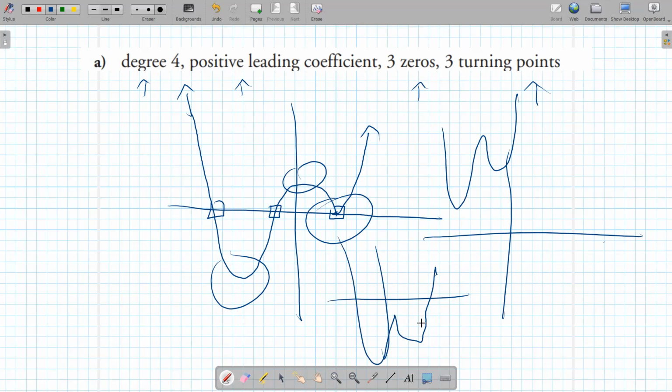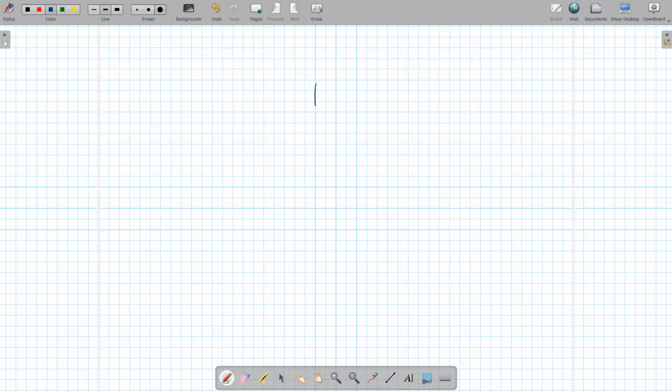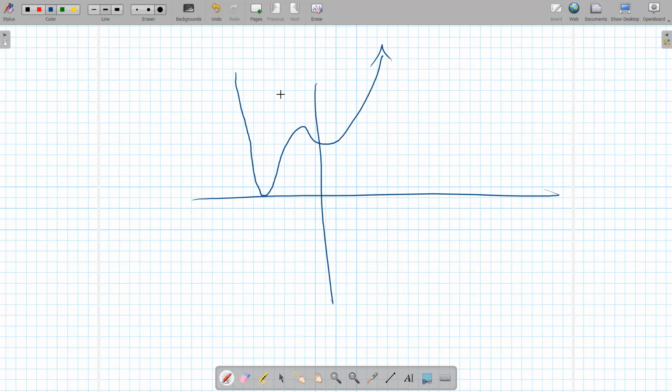How could it have 1? 1 is going to be tricky, isn't it? 1 is again the same idea. It's going to look something like this. If it has only 1 zero, it's going to look something like this. See this? This is 1 zero.